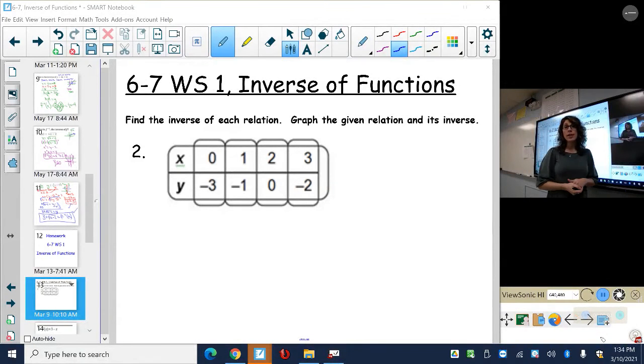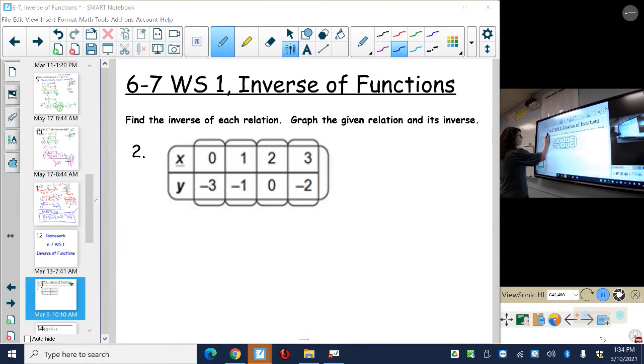Let's go ahead and start your tonight's homework, which is 6-7 worksheet 1. Now, the directions say find the inverse of each relation and graph the given relation and its inverse. So, how do I find the inverse?